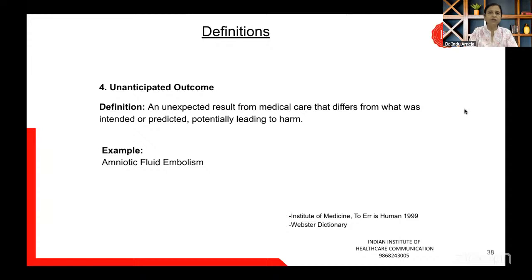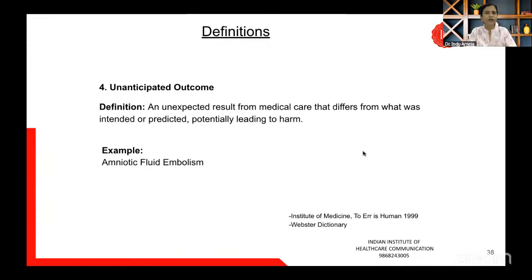And fourth is unanticipated outcome. This is an unexpected result from the medical care that we have provided, which differs from what was intended or predicted and leads to harm. So again, this was something unanticipated. For example, that case of amniotic fluid embolism.